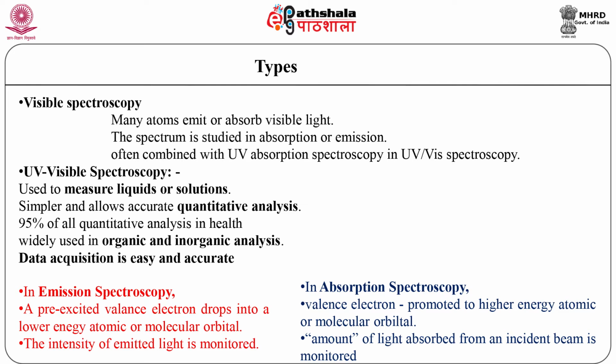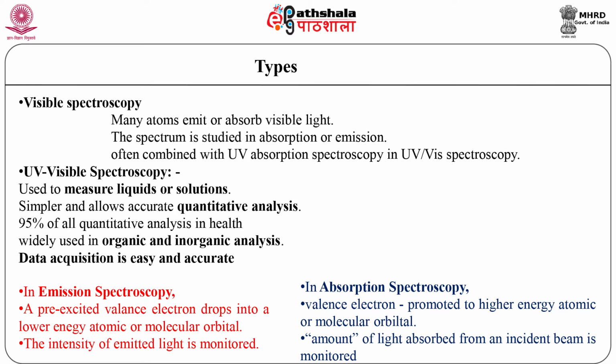UV visible spectroscopy. UV visible spectroscopy is used primarily to measure liquids or solutions. This mode is simpler and allows more accurate quantitative analysis. 95% of all the quantitative analysis in the healthcare field is done by UV visible spectroscopy. This technique is widely used in organic and inorganic analysis. The data acquisition is easy and accurate.